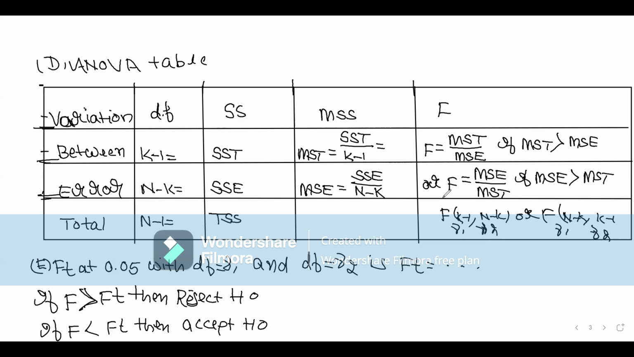Now the calculated value is here, F. Now you take the F here. If it is greater than Ft, this table value, then reject the hypothesis. If F is smaller than Ft, then accept the hypothesis.